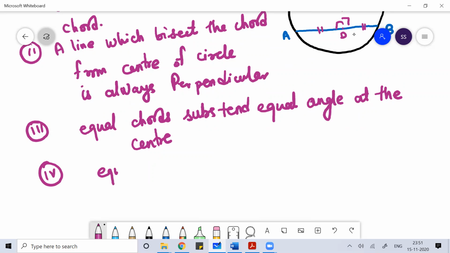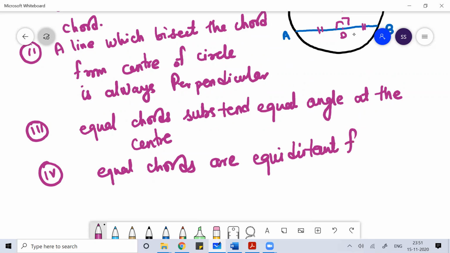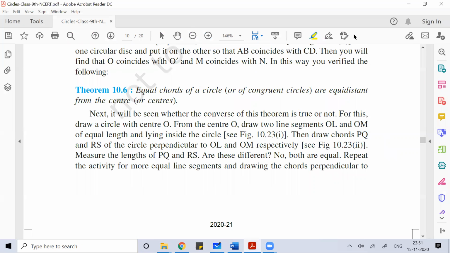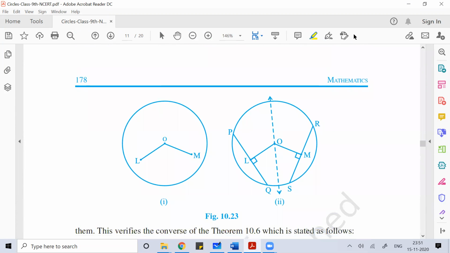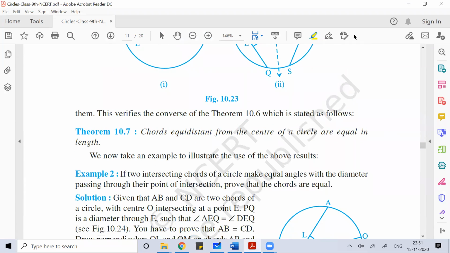Then the next thing is that equal chords are equidistant from the center. This is the next thing we have studied here. Again, you can prove this through congruency. You can prove the same thing with congruency. This is very easy.